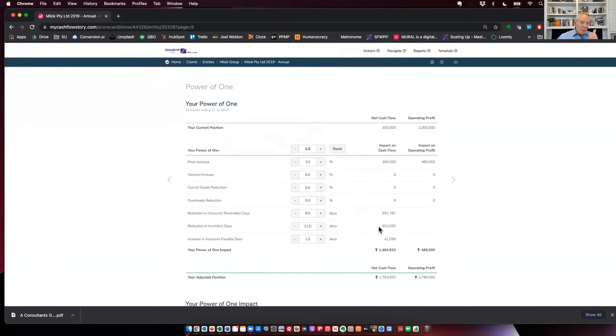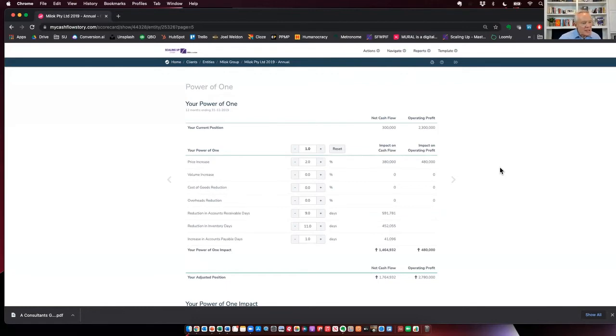So remember, before implementing the Power of One, we were generating 300,000 in cash flow. If we could pass along a 2% price increase and get accounts receivable and inventory back to where they were the previous year, we add another 1.4 million in cash flow, which takes our net to 1.7 million. Remember, we were generating 1.5 million in bottom line profitability. Now we're generating 1.7 million in positive cash flow, and we're setting ourselves up to be in a much healthier financial position to scale the company.